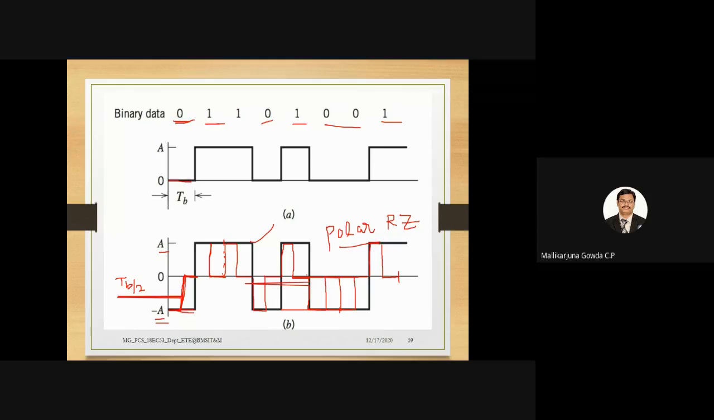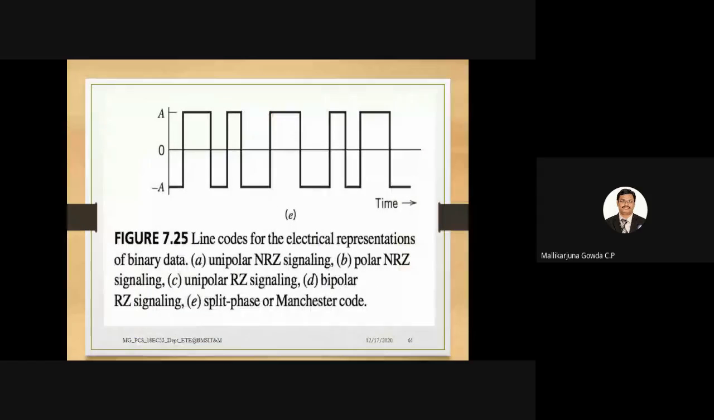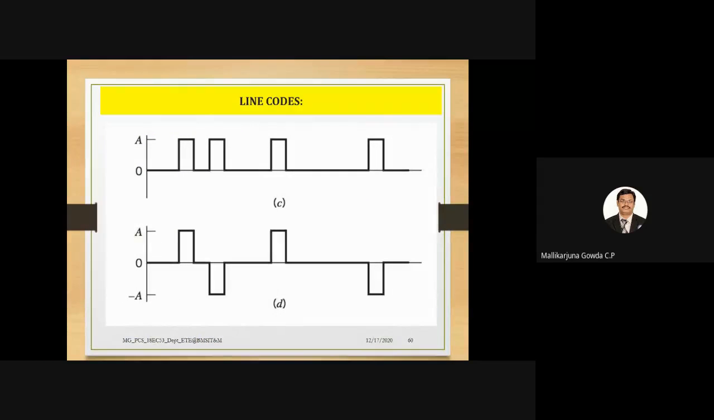Then let us see the next one, which is bipolar. Bipolar is slightly tricky. I will tell what bipolar is. Of course, here C is shown as your unipolar. Hope you will be able to understand this. This is unipolar return to 0: this is for 0, and this is for 1. It is only high for half the bit duration, and low again for another half the bit duration. I don't want to repeat again and again.